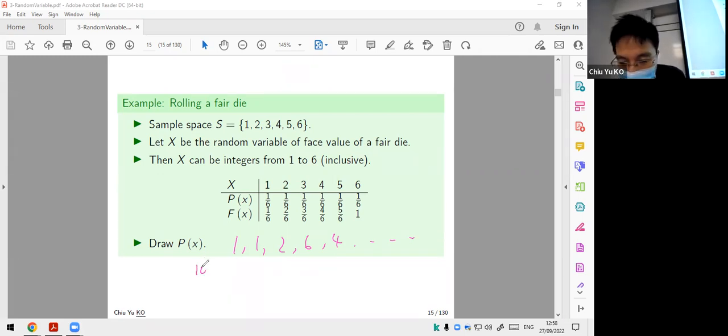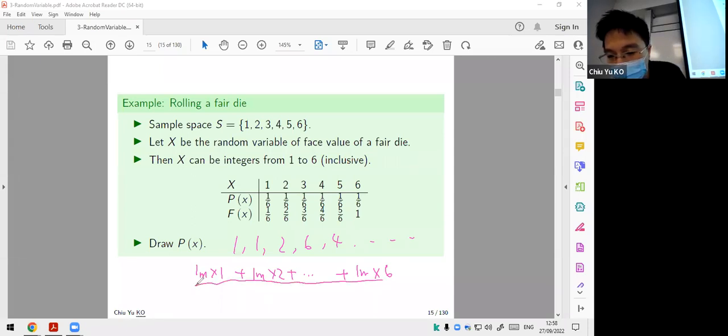So basically you have 1 million times 1, because 1 million ones added together, and 1 million times 2, and so on and so forth, plus 1 million times 6, because each appears 1 million times. Then you divide by the number of rolls you did, which is 6 million.